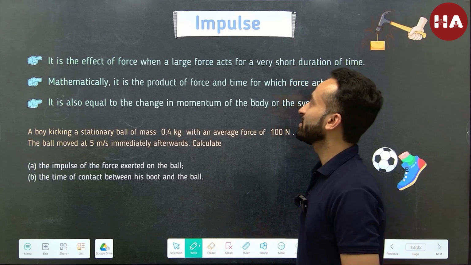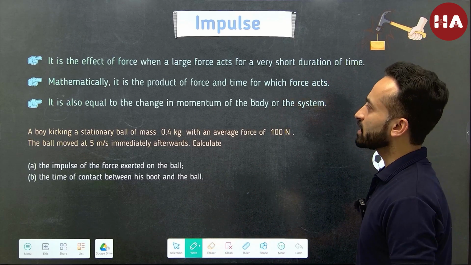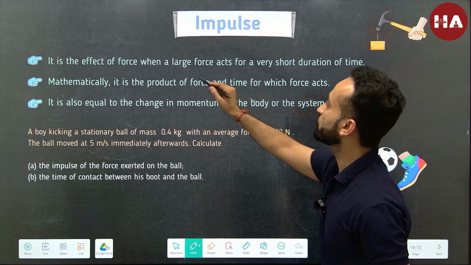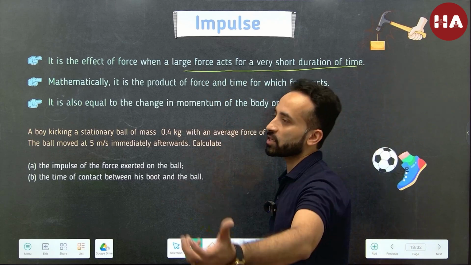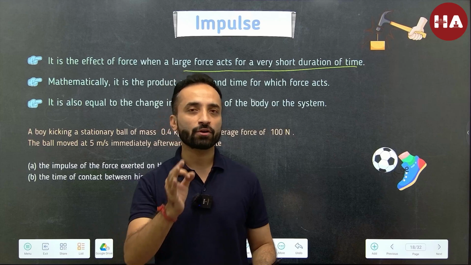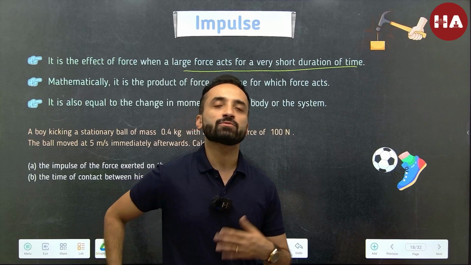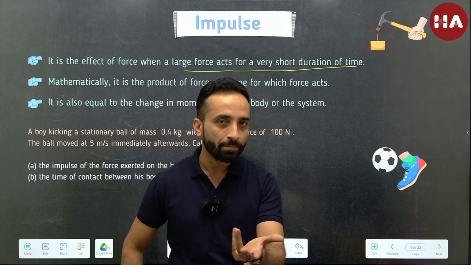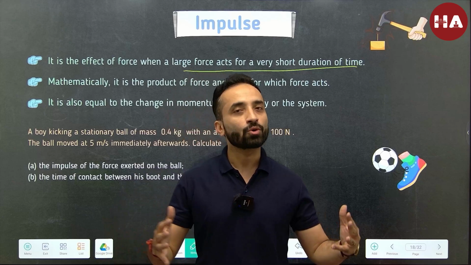Keep that in mind. Okay. Impulse. It is the effect of force when a large force acts for a very short duration of time. So when we have a very large force acting for a short duration of time, that is where we majorly talk about impulse. For example, collisions.